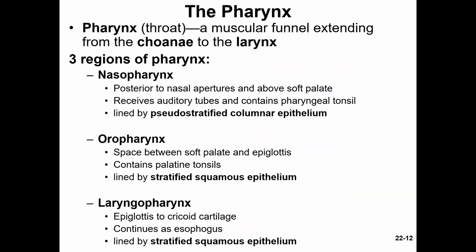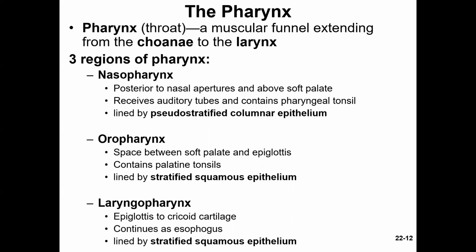Okay, the pharynx, that is our throat. It's the fancy Latin word for our throat. A muscular funnel extending from the choanae to the larynx. There are 3 regions of the pharynx. The nasopharynx, which is posterior to the nasal apertures and above the soft palate. It receives the auditory tubes and contains the pharyngeal tonsil. It is lined by pseudostratified columnar epithelium.